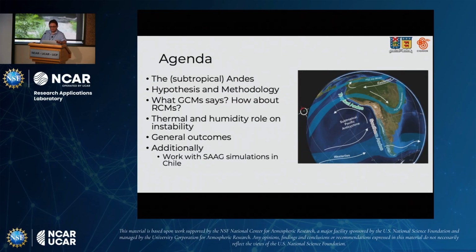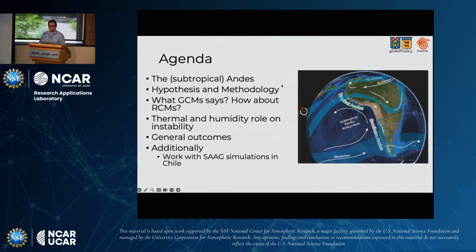Well, I will talk about the Andes, the subtropical Andes, mainly. As you can see in this picture, there are the tropical Andes, the humid Andes, and the Patagonian Andes, the southern Andes. And this region in between, where you see no vegetation, is the subtropical Andes. So these are pretty arid regions.